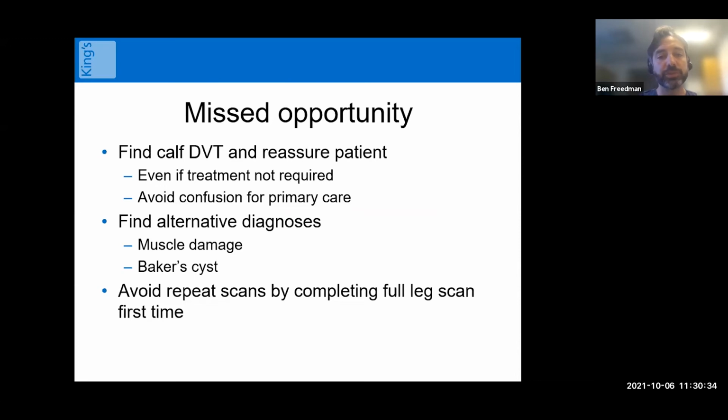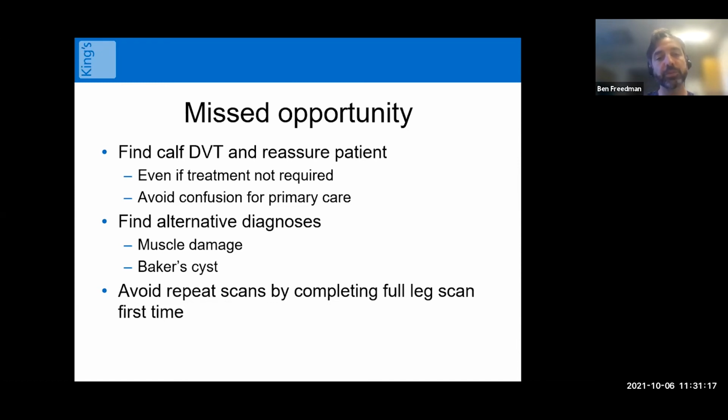It leads to a lot of missed opportunity to find a calf DVT, which may be the source of a patient's symptoms. We see frequently patients with localized pain in the calf, and it is because of calf DVT. And even if that patient doesn't necessarily need treatment for that calf DVT, at least we can then reassure the patient that we've found the cause of the symptoms, and that we can reassure them that it doesn't need to be treated, or perhaps it does need to be treated, but we can explain it with a clear answer for the patient. And it avoids confusion for primary care teams where you say, well, we haven't found a DVT, and you send the patient away, but they still haven't got an explanation for the pain in their calf.